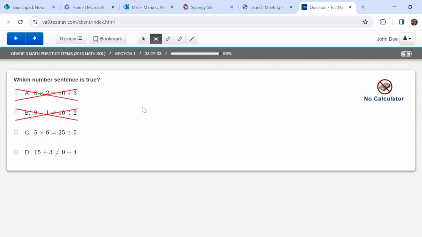Let's look at the next one. 5 times 6 is 30. 25 plus 5 is 30. 30 equals 30. Is that true? Yes. However, sometimes there's more than one true. So let's look at the last one. 15 divided by 3 is 5. 9 minus 4 is 5. 5 does not equal 5. Is that true? No. Okay. So this type of question, whenever you see this, please slow down and solve each side before you choose the best answer.